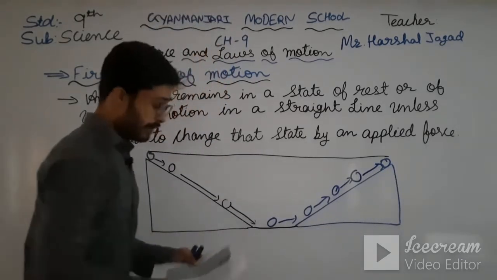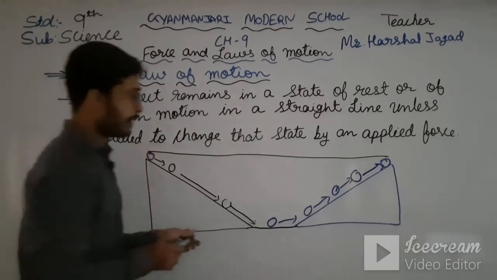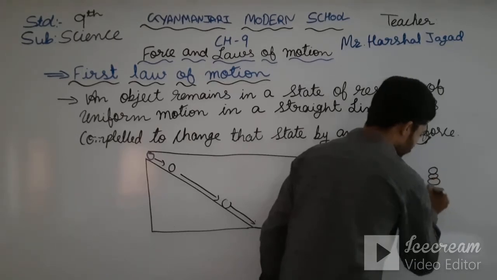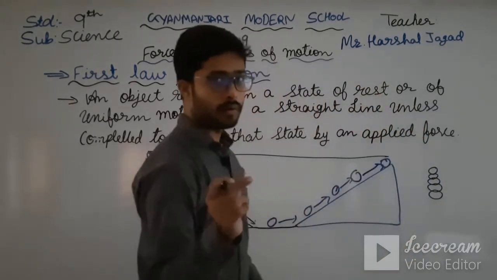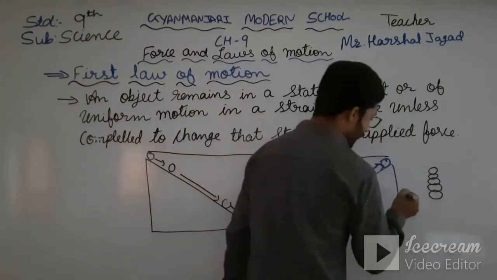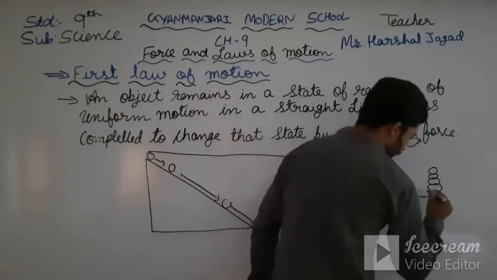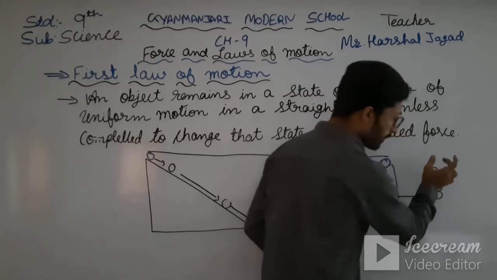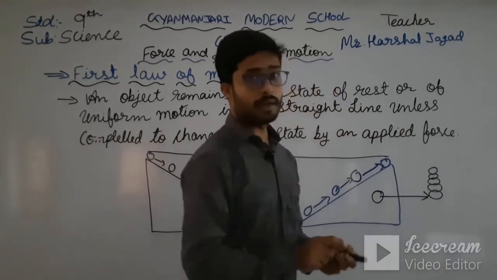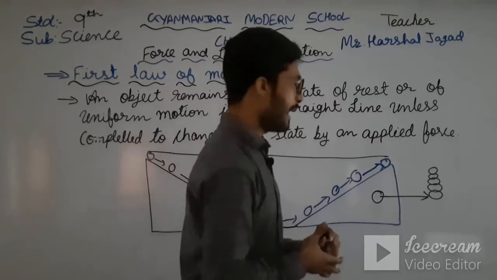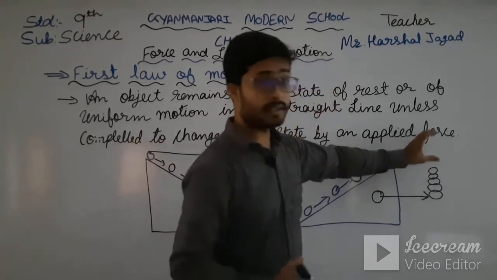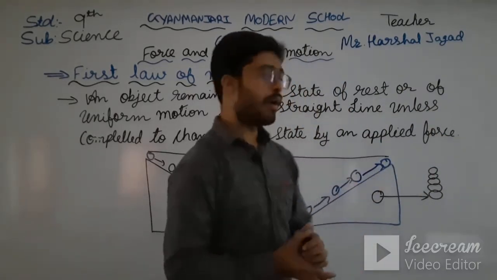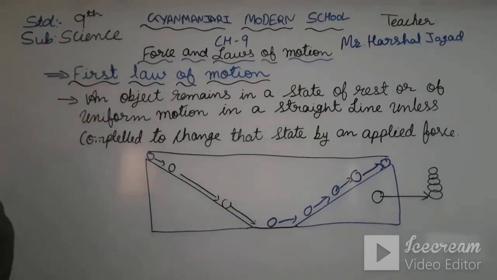What will happen if there are some coins over the carom board, and we hit the lowest one with the striker? The lowest will come out, and the others which are on top of it will also come down, due to the law of inertia. Okay students, this is explained in that activity.